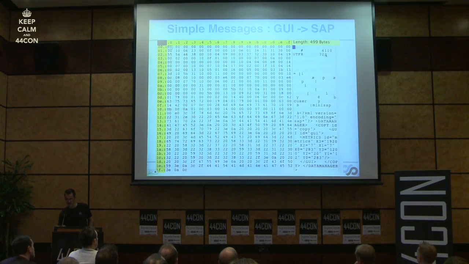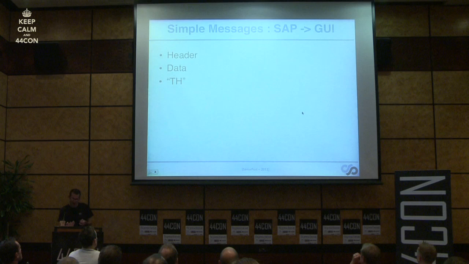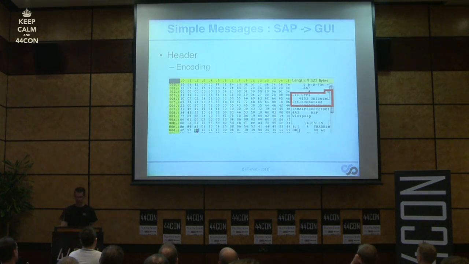We've got the encoding versions, and over here we've actually got dialog input fields, and then finally an XML stream defining the screen metrics. From the SAP server to the GUI, there's a bunch of stuff. There's a header, there's data, and then finally something called TH. The header, once again, contains encoding.